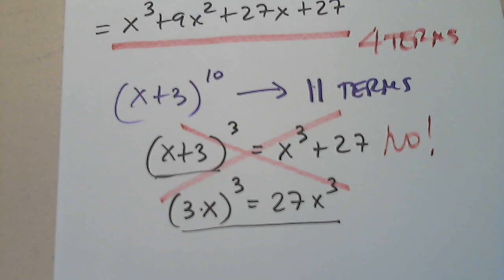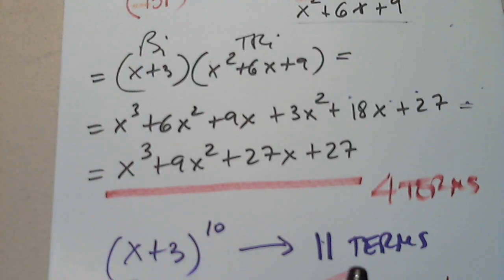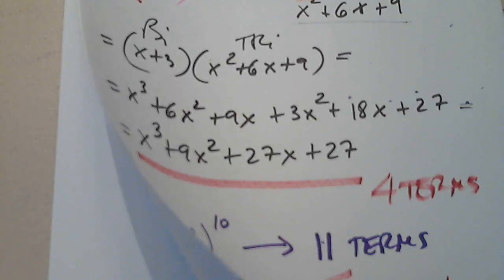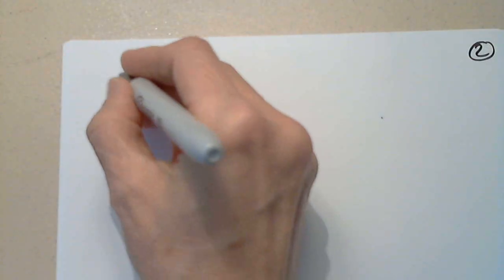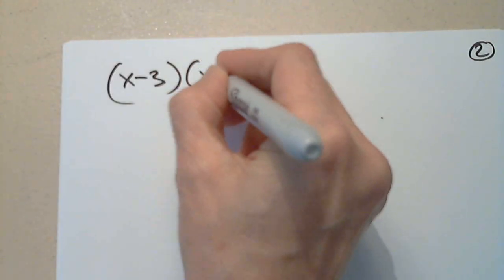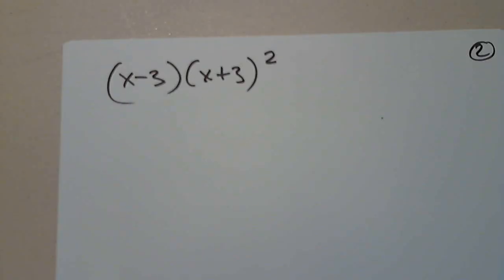Okay, let's see what else is in here. Same thing. I have 2 options here. And I want to show you the 2 options. You can just use this special product on x plus 3 and then distribute x minus 3. So that's fine. That's perfect. But I want to show you something else with this problem. X minus 3, x plus 3 squared.